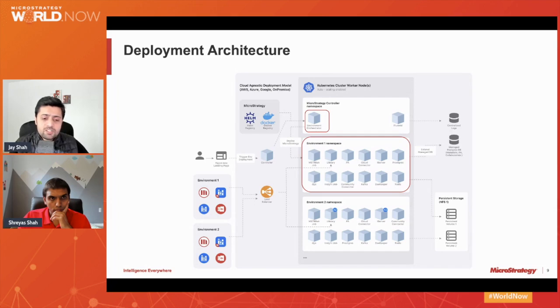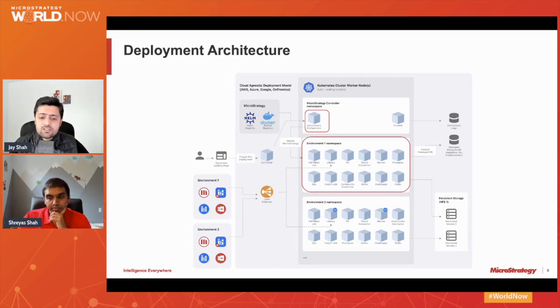Now the environments are deployed within their own namespace. A namespace is a logical grouping of the deployment. Consider that as a tag. Using that name, we can apply rules and policies. One example would be we can apply a security policy so that we can restrict the network traffic between the environments. So we can say that environment 1 services should not be able to talk to environment 2 services.